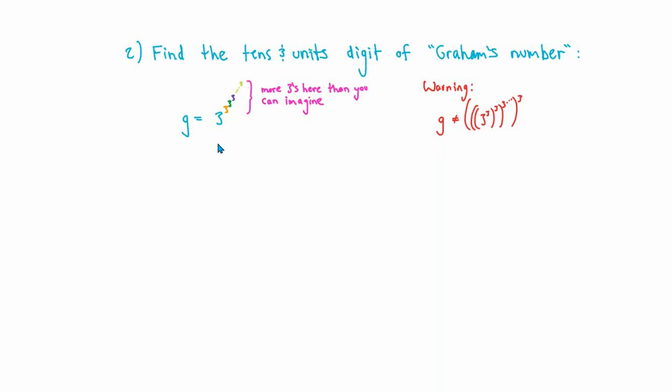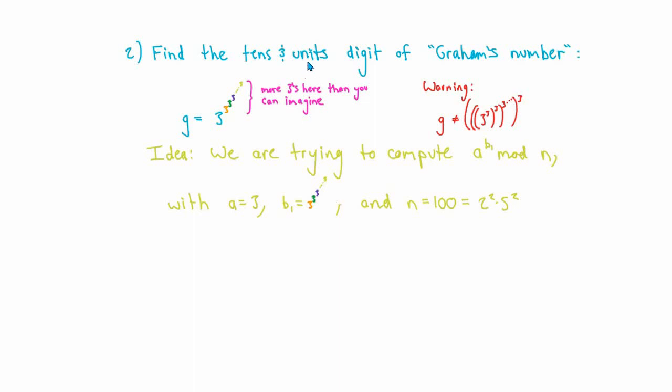If we were just trying to find the units digit of Graham's number, then we would want to know what it is modulo 10, and that is actually a lot easier, but I wanted to make the problem interesting, so I asked here to find the tens and units digit, which means we want to know what it is modulo 100. In other words, we're trying to find a residue class from 0 to 99, which is equal modulo 100 to the number a to the b1, where a is 3, and b1 is the power tower of 3's that are sitting on top of the bottom 3 in Graham's number.